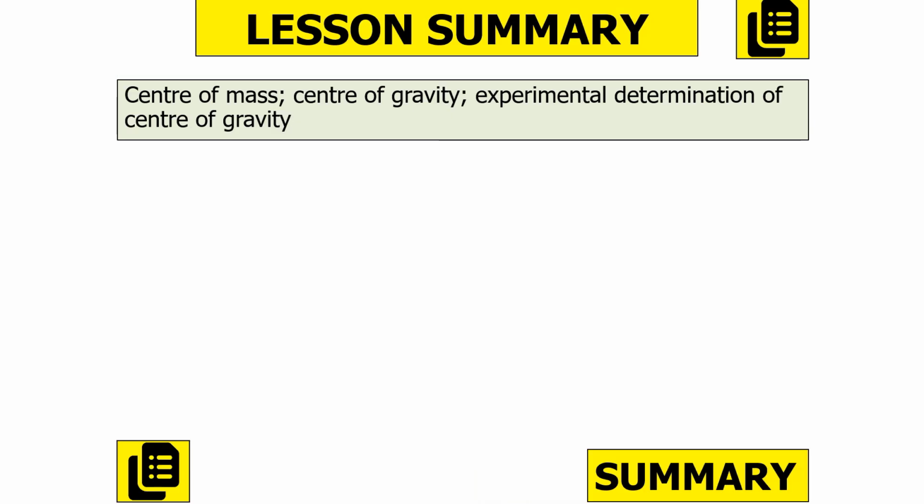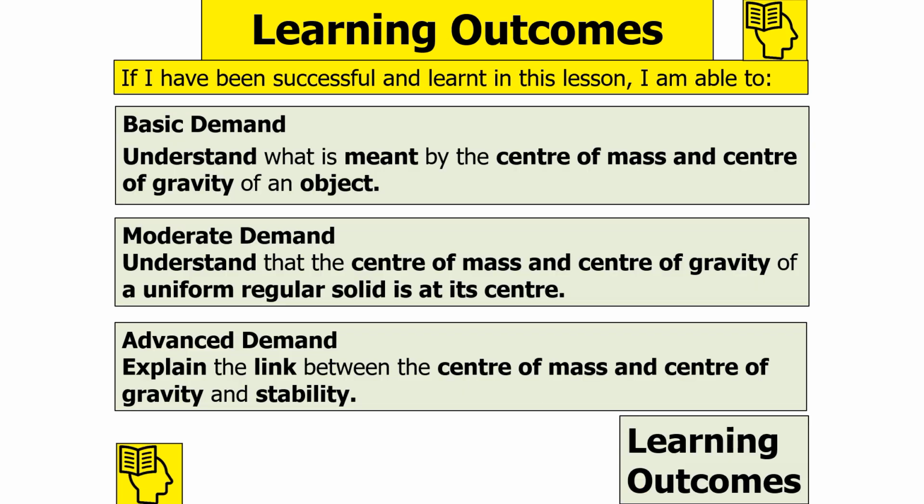So to summarise what we've looked at in today's lesson, we've looked at the centre of mass, the centre of gravity, and the experimental determination of the centre of gravity. So if we've been successful and we've learnt in today's lesson, we should understand what is meant by the centre of mass and centre of gravity of an object, understand that the centre of mass and centre of gravity of a uniform regular solid is at its centre, and explain the link between the centre of mass and the centre of gravity and stability.